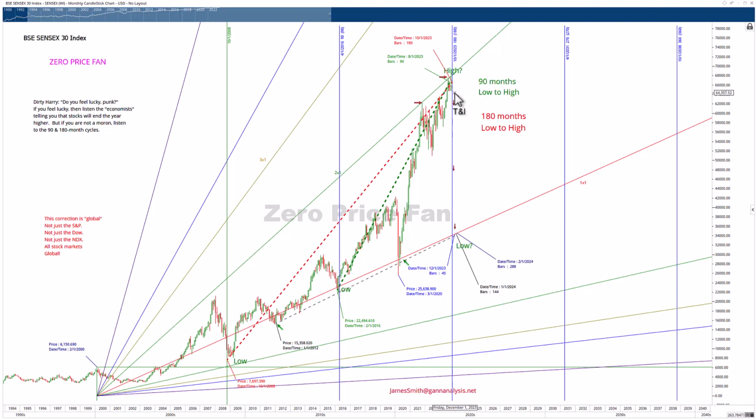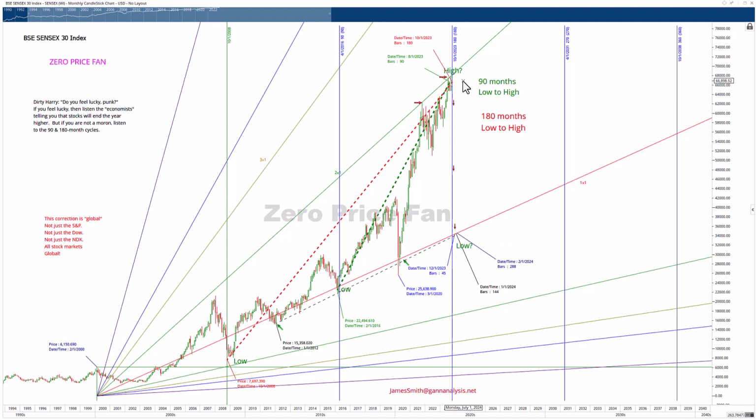You do not look for a minor correction. You're not looking for 5% or 10%. Turn off CNBC, turn off Bloomberg, Wall Street Journal. They're all morons. You know they're going to tell you to buy the dip all the way down. That's not what you should be doing. You know this thing's going to be a wild correction. You do not want to own the stock market up here.